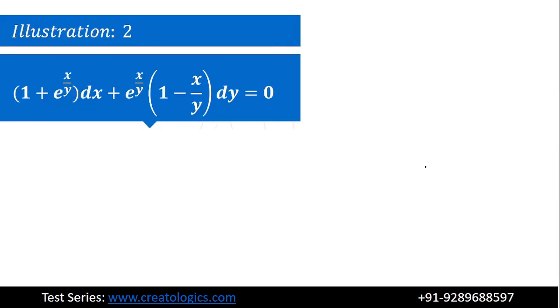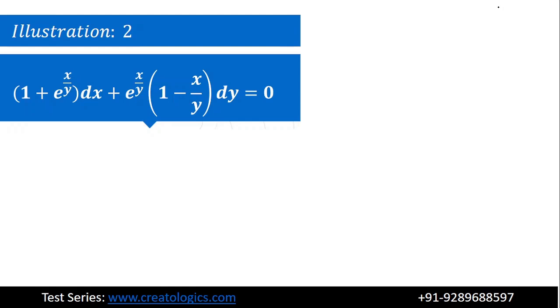Say we have (1 plus e raised to the power x upon y) dx plus e raised to the power x upon y times (1 minus x upon y) dy is equal to 0. This differential equation can also be solved by various other methods, like the homogeneous differential equation method, where you put x upon y is equal to t. You can solve it by that method also, but here we are going to use the exact differential equation method.